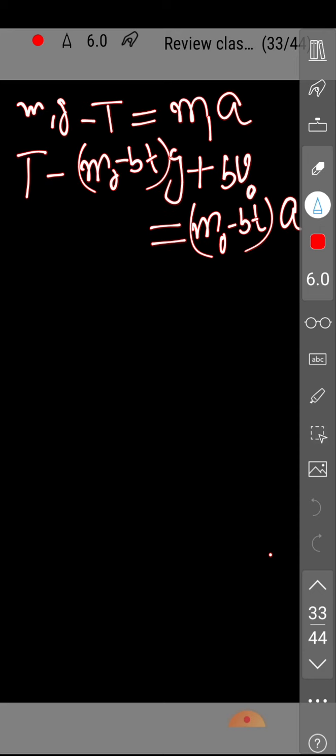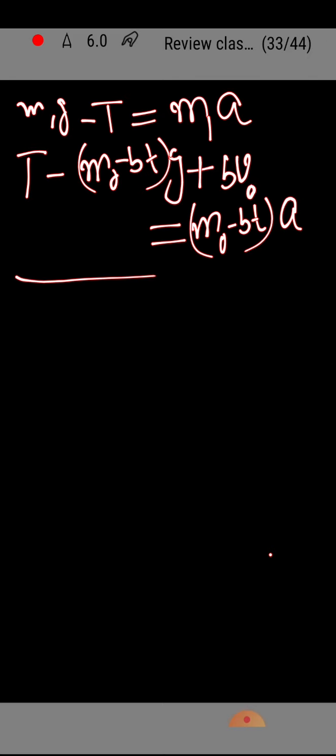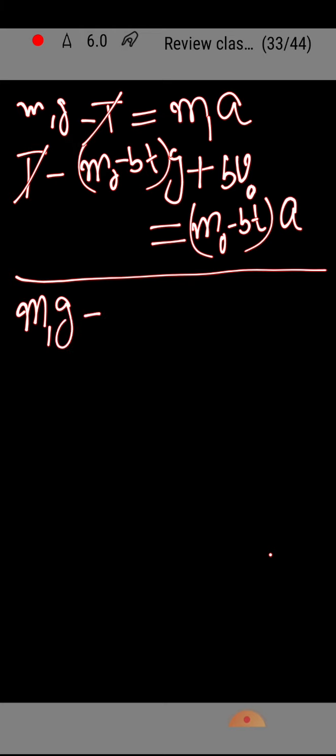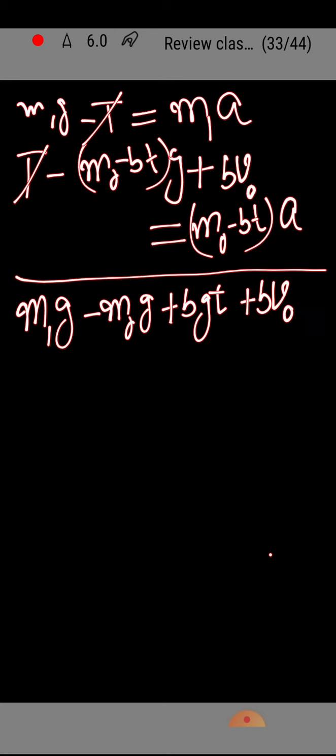Now this simultaneous equation has to be solved. To solve this, we'll add both equations. When we add them, T and T will cancel, so what remains is m1g minus m0g plus bgt plus b v0 is equal to (m0 minus bt) into a.